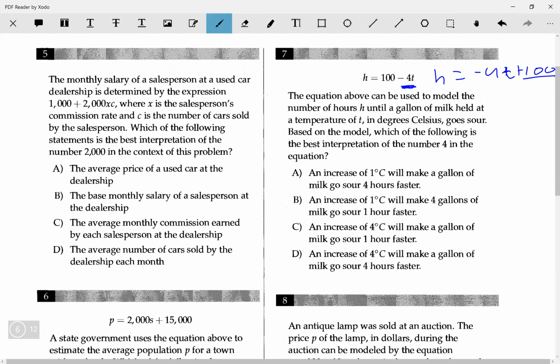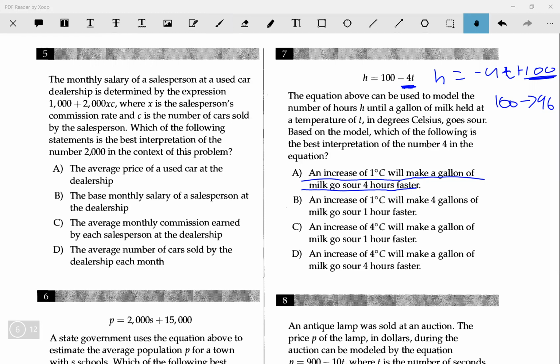So 100 is our initial value, right? I'm going to go over these options and see if it works. An increase of 1 degree Celsius will make a gallon of milk go sour 4 times faster. If I increase t by 1, say from 0 to 1, that goes from 100 to 96. h is how many hours until the gallon of milk becomes sour. So if it goes from 100 hours to 96 hours, that's 4 hours faster, right? So far A looks like the right answer.